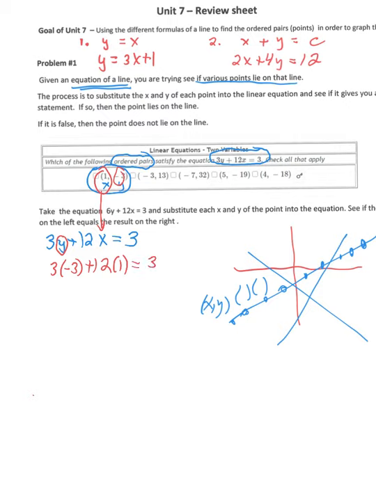So let's check it out. When I do my simplification, use your calculator if you're having trouble with those negative numbers. I get negative 9 plus 12. Yes, that is true. That equals 3 and that equals 3. Check. So that first point is on that line, 3y plus 12x equals 3. Let's take a look at the next point.